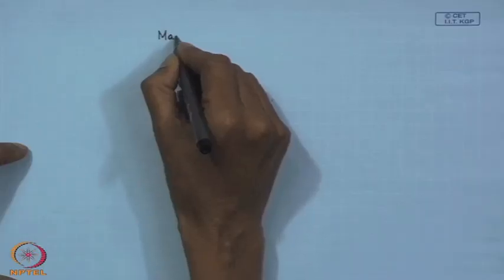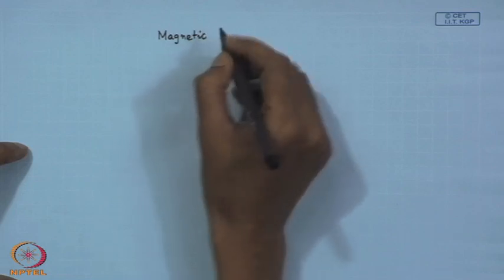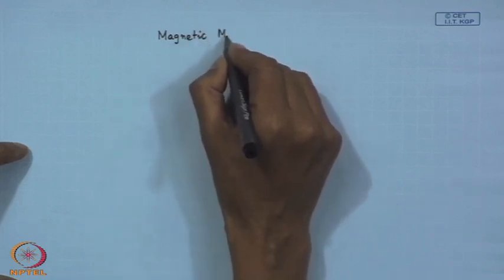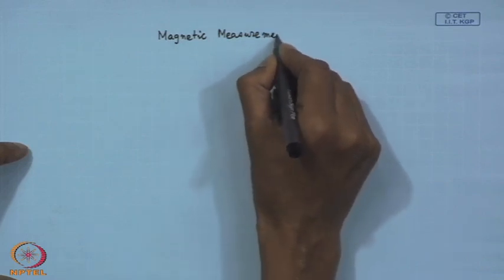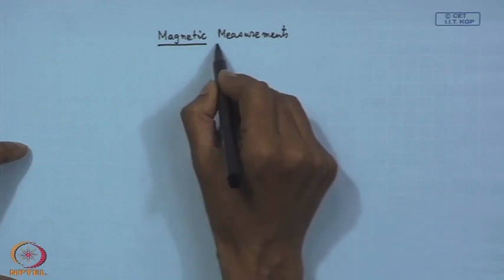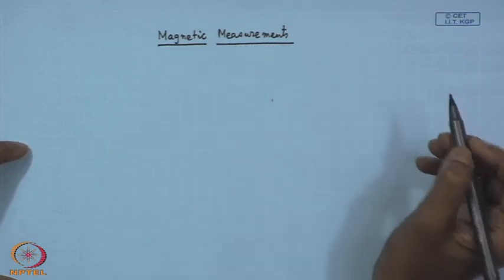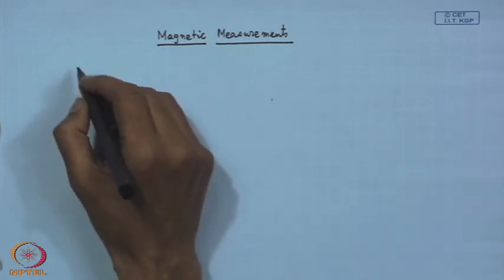We are talking about the different types of magnetic properties of the metal complexes, and today we'll see about the magnetic measurements, where we can see how experimentally we can determine the different magnetic moments of these metal complexes.